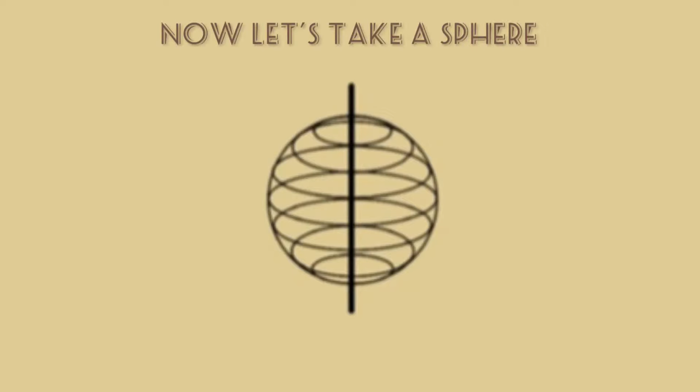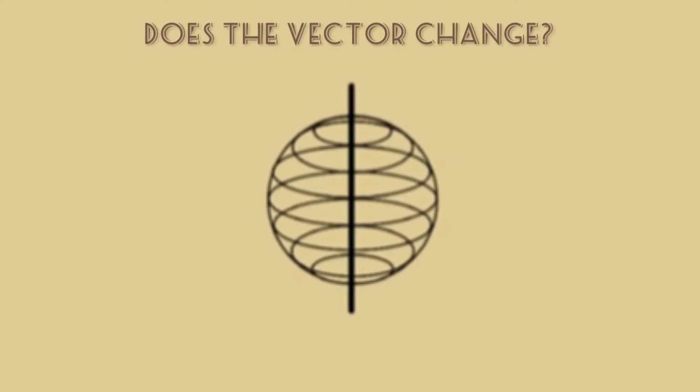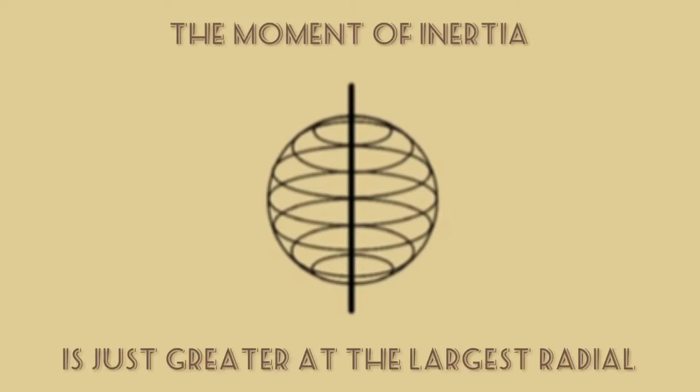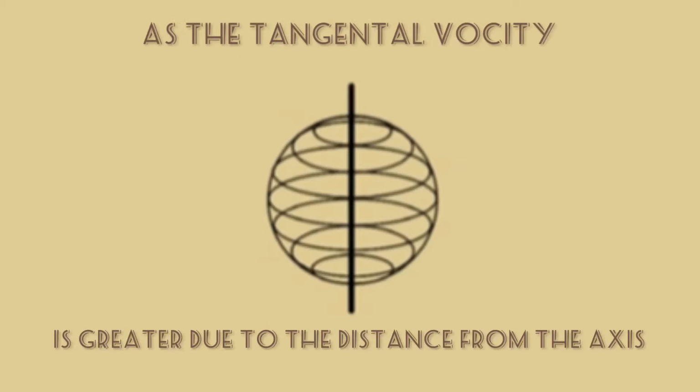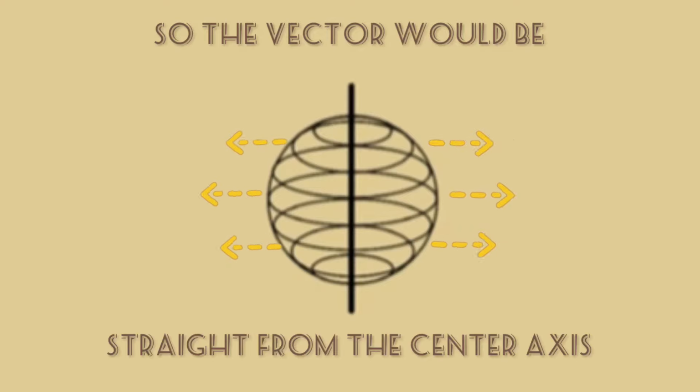Now let's take a sphere. Does the vector change? That would be a no. The moment of inertia is just greater at the largest radial, as the tangential velocity is greater due to the distance from the axis. So the vector would be outward, straight from the center axis.